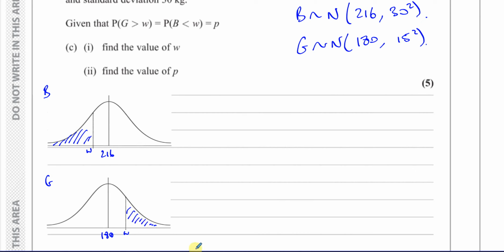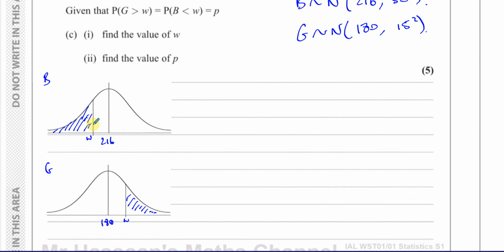Okay, so it must be that it's in this case here because the buffalo has a bigger mean, right? So the area for the buffalo being less than that value has to be equal to the probability that the gorilla is more than that value. So it's going to be something like this. Okay, that's W, that's W.